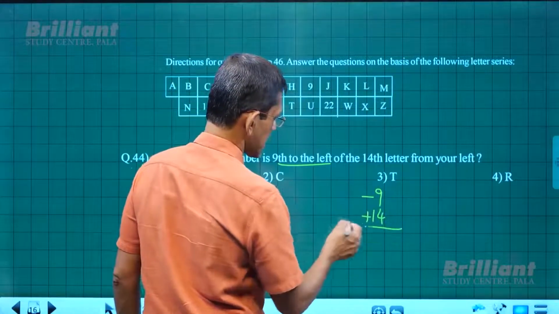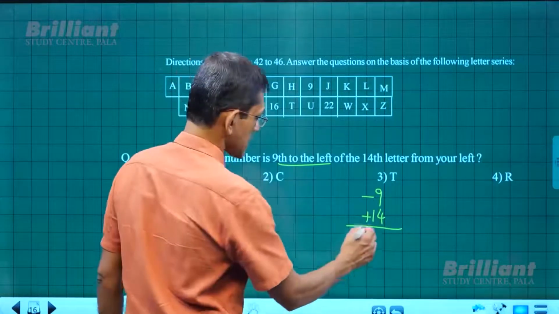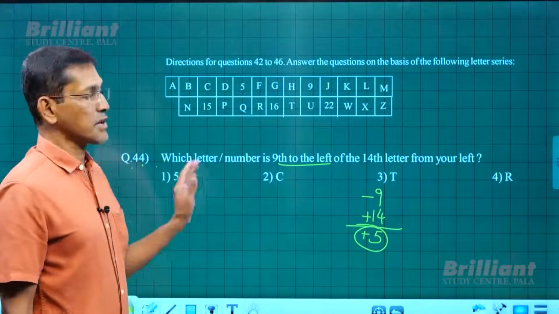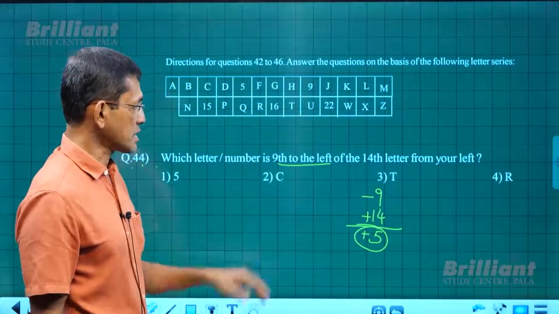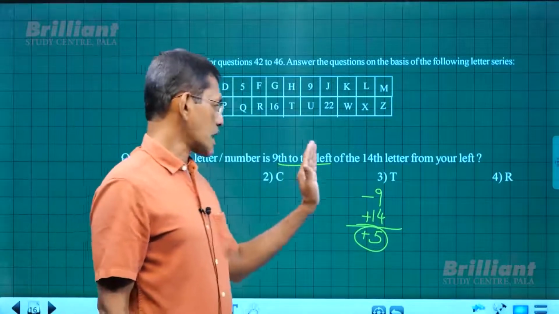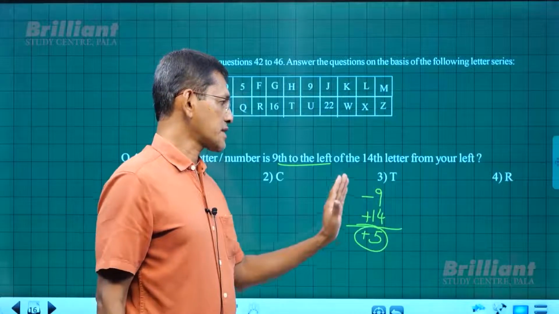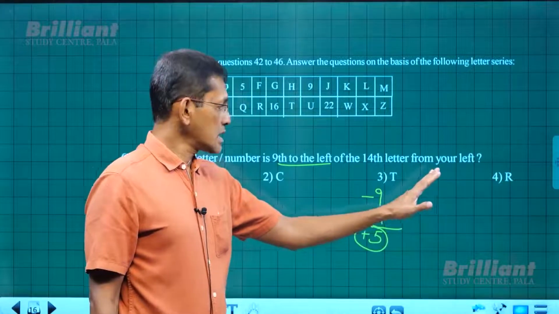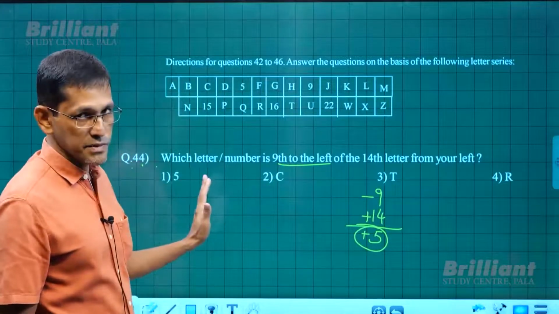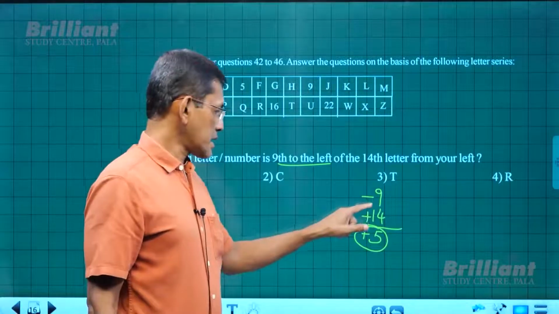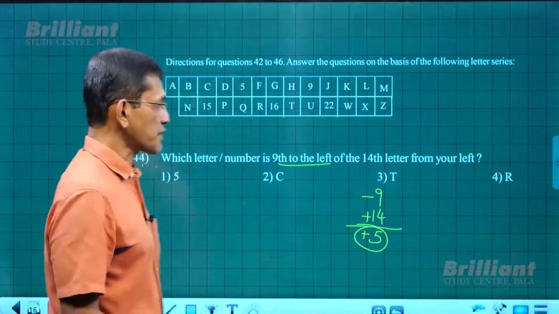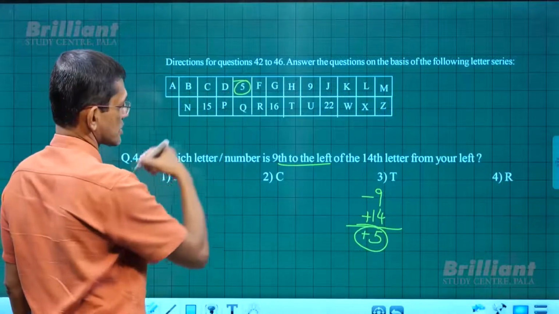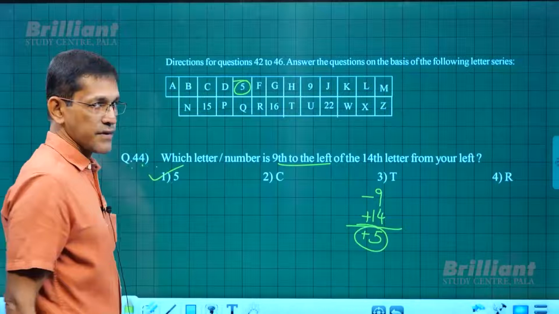So plus 14 minus 9, when you add it up, what you get is plus 5. So plus 5 from where? What is given here? From your left hand. So that is what is given. So the 9th letter to the left of the 14th letter from your left hand. The 14th letter from your left hand, that is 14. Then you have to go 9 places to the left from that. So ultimately, minus 9 plus 14 is plus 5. So we have to go 5 places from the left hand. So this is the left hand, 5 places. So this is the answer. 5.